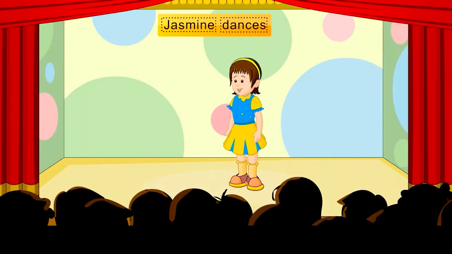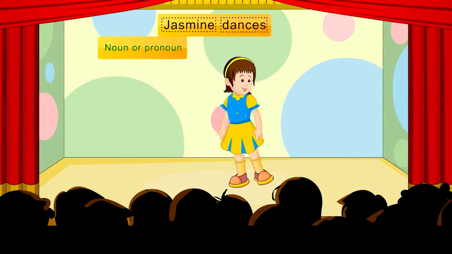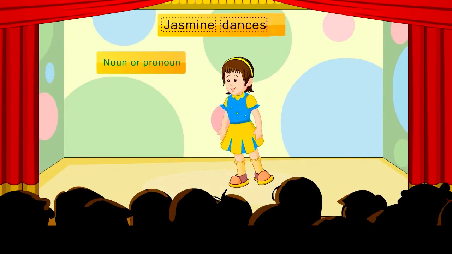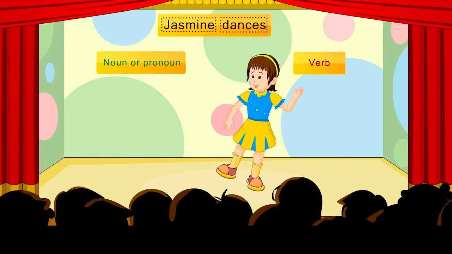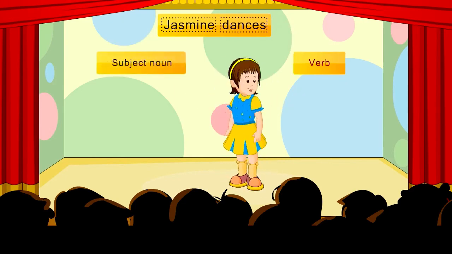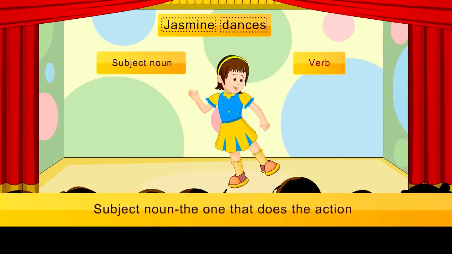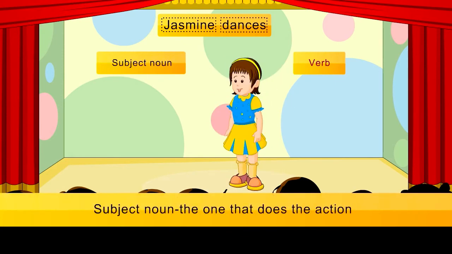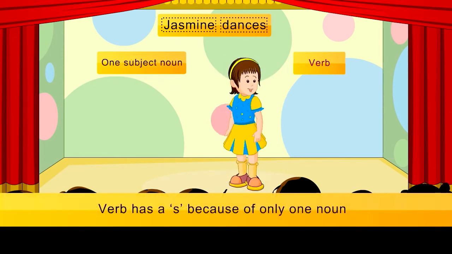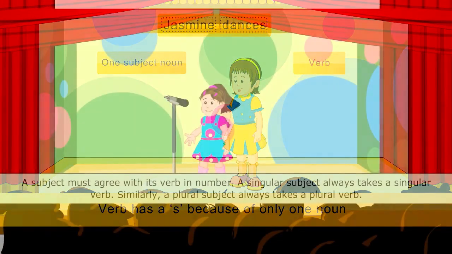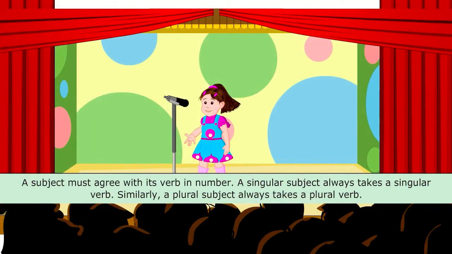Let's take the sentence, Jasmine dances, as an example. Here the noun is Jasmine and the verb dances is the action. Jasmine is also called the subject noun because Jasmine does the action. The verb dance has an S because of one subject noun, Jasmine. Subject and verb must agree with one another in number.